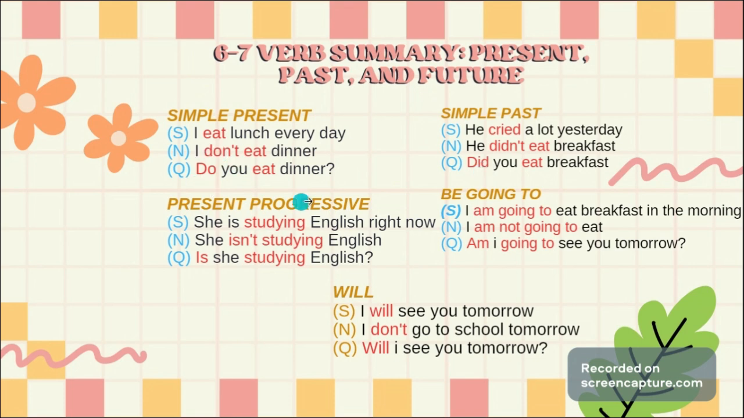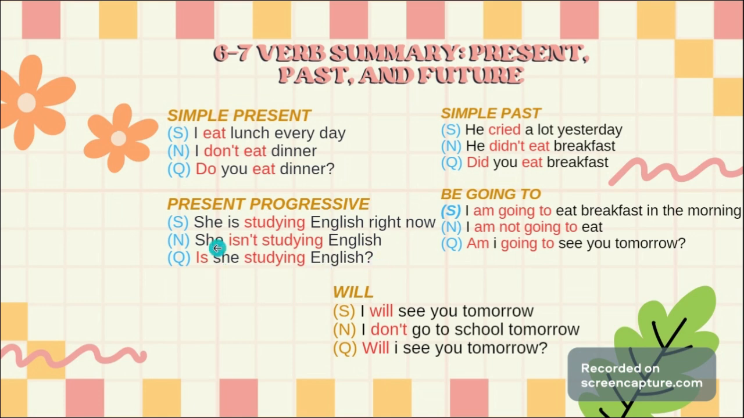And next, present progressive. For statement: she is studying English right now. So "studying" and "right now" indicate present progressive. Study plus ing indicates that the event is happening right now. And for negative, we have: she is not studying English. So is plus not becomes isn't. The verb is still the same. And for question, we have: is she studying English?